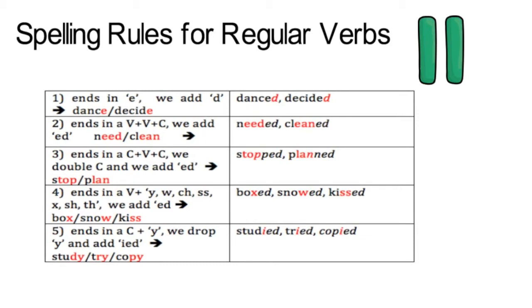If the verb ends in a vowel plus a y, w, ch, ss, x, sh, or th, then we add ed. Box becomes boxed. Snow, snowed. Kiss, kissed. And finally, if it ends in a consonant plus a y, we drop the y and we add ied. So study becomes studied. Try, tried. Copy, copied. Don't worry if you don't remember the spelling rules right away. With practice, you'll get better.